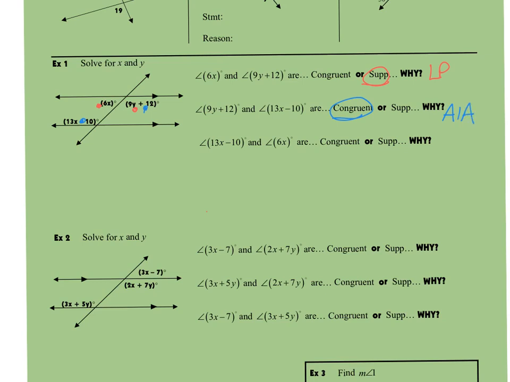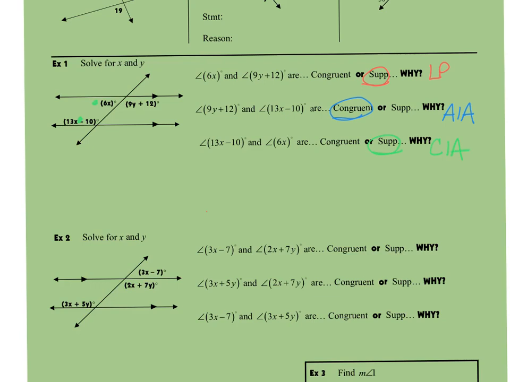And then our next one asks us to look at angle 13x minus 10, which is right here, and the angle 6x, which is right here. Are those congruent or supplementary? And those are supplementary. And our reason behind that is that they are consecutive interior angles.